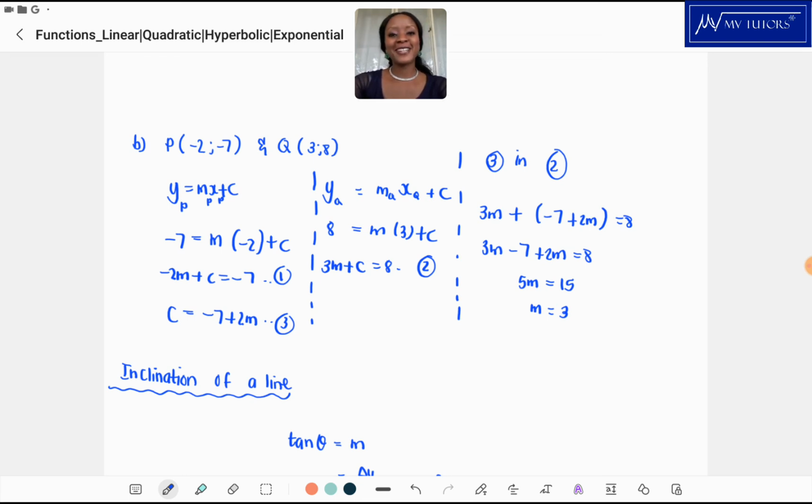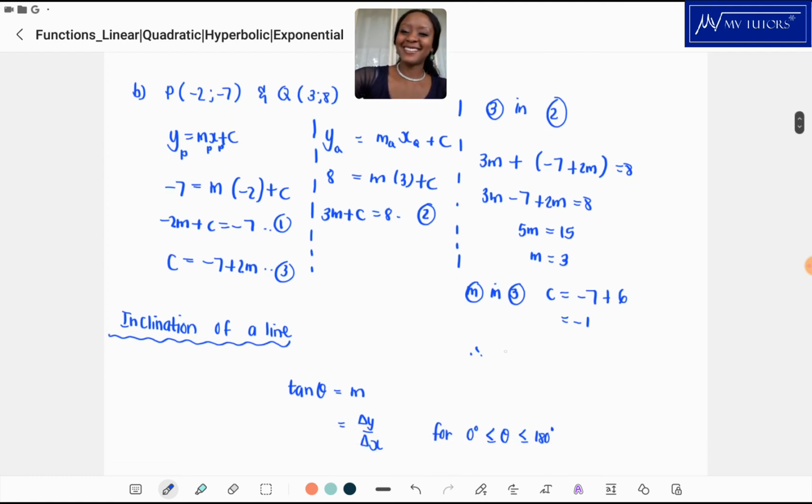Once I have my gradient, I can then get the value of C. So I can take m into my third equation. C is equal to -7 plus 2 times m. 2 times 3, that's 6. So C is going to be -1. Therefore, my equation is going to be y is equal to mx plus C.